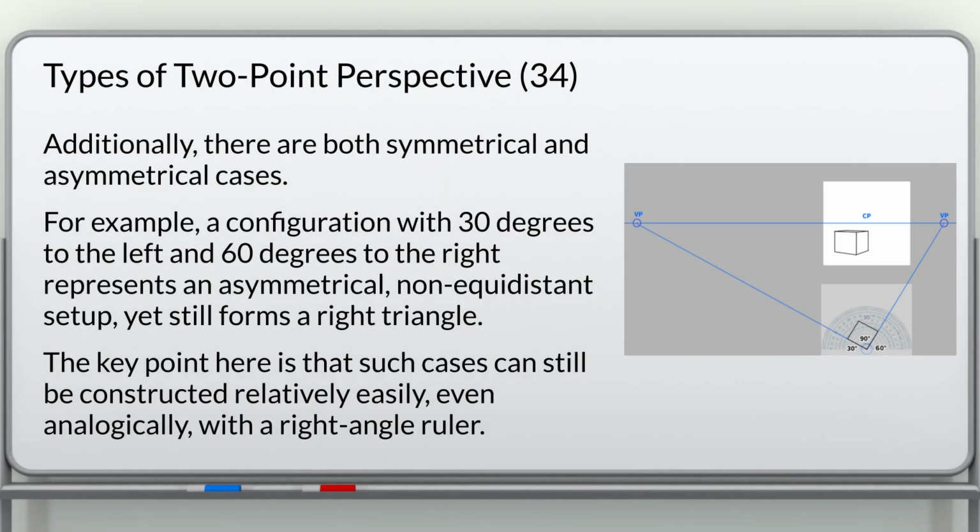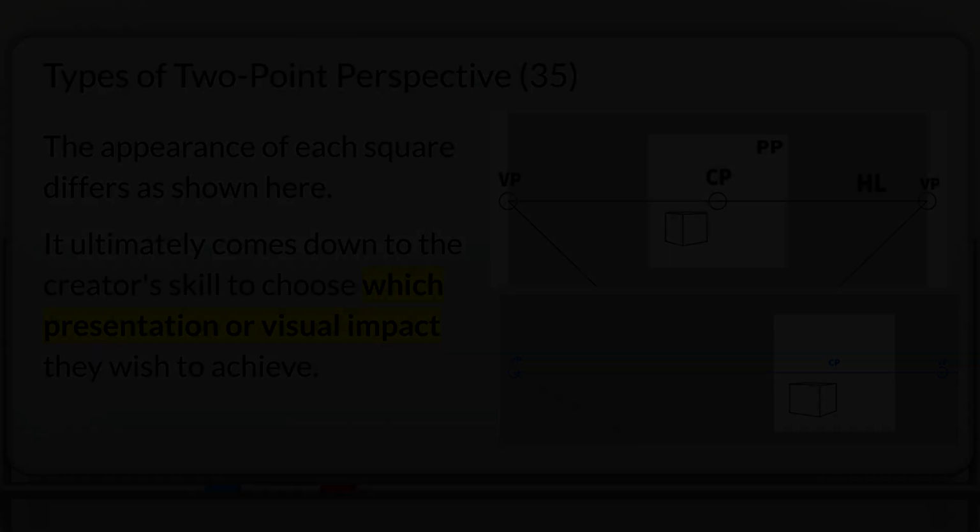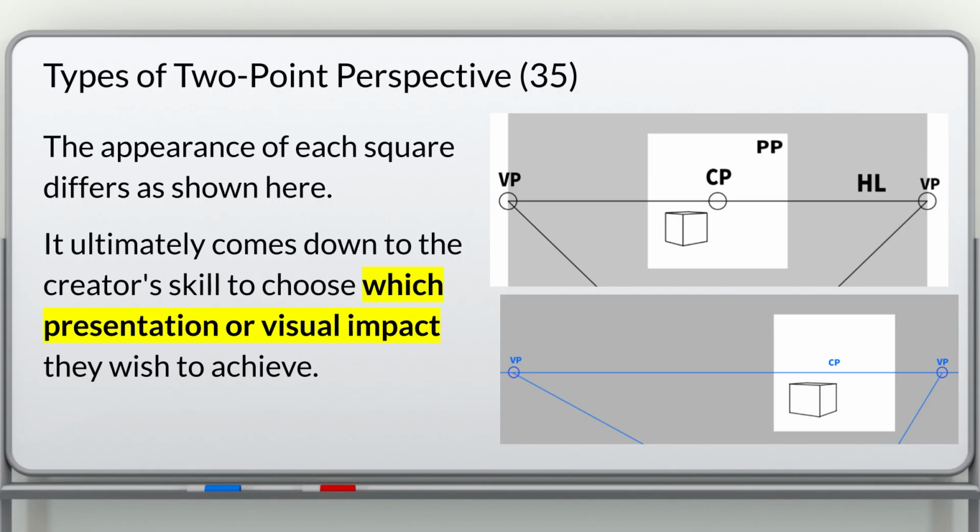Additionally, there are both symmetrical and asymmetrical cases. For example, a configuration with 30 degrees to the left and 60 degrees to the right represents an asymmetrical, non-equidistant setup, yet still forms a right triangle. The key point here is that such cases can still be constructed relatively easily, even analogically, with a right angle ruler. The appearance of each square differs as shown here. It ultimately comes down to the creator's skill to choose which presentation or visual impact they wish to achieve.